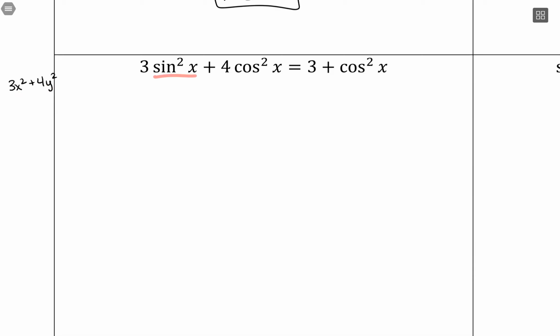So seeing sine squared and cosine squared, I'm going to think about the Pythagorean identity and see what that can offer me. So again, sine squared plus cosine squared equals 1. I write it out every time. You don't need to, but I do it because there's a common mistake made of moving things around incorrectly and making the incorrect substitution.